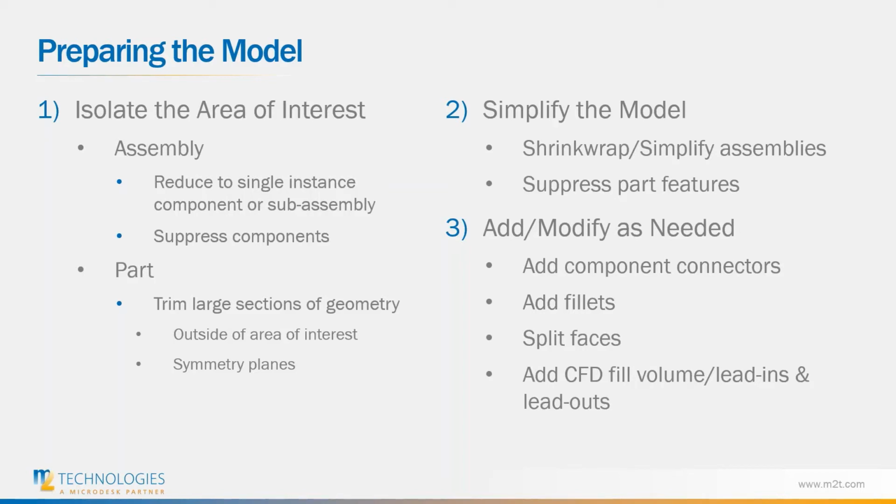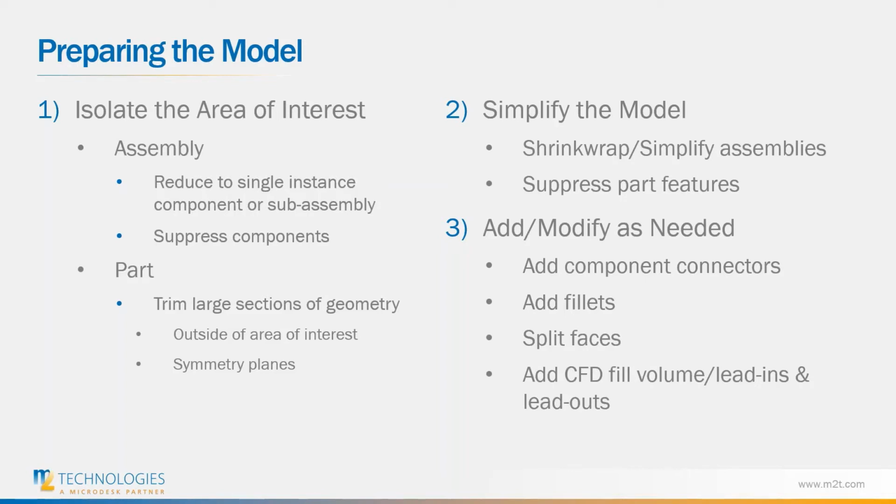Our next step is to simplify the model. For assemblies, we can do this with a shrink wrap or simplify. These tools will help us to suppress any small components, as well as remove any small features that aren't needed, such as holes that are away from the area of interest. We can do the same thing with a part model by suppressing different part features.